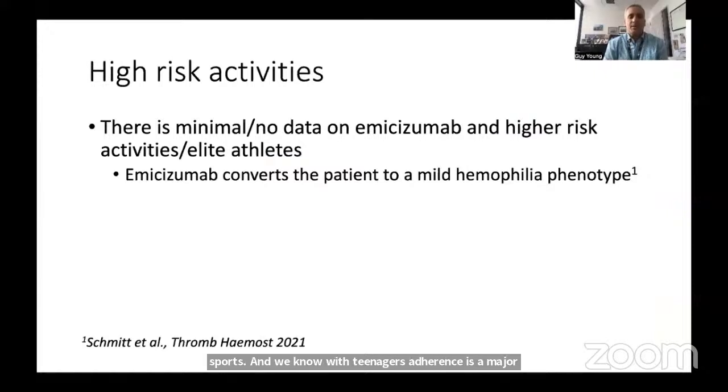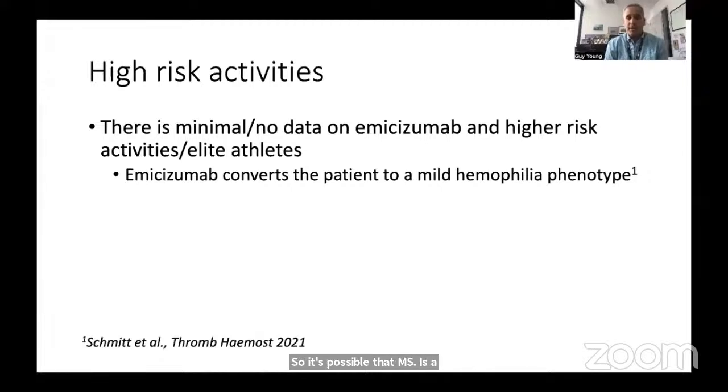In terms of high-risk activities, there is really no data so far on emicizumab and its use in high-risk people who are participating in high-risk activities, or elite athletes, excuse me. Now, emicizumab, we know, does convert patients to a mild hemophilia phenotype, and my patients with mild hemophilia who are not on prophylaxis, they can and do participate in sports. So it's possible that emicizumab may be protective in this case as well.